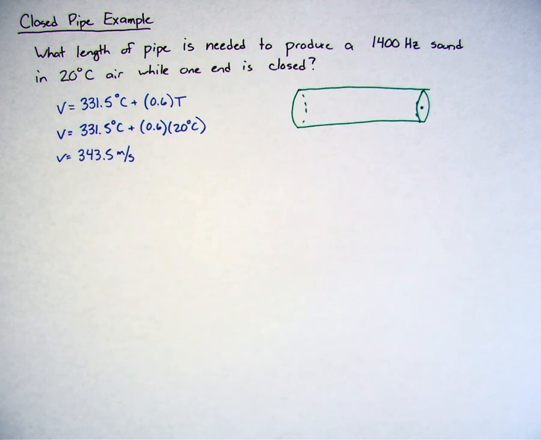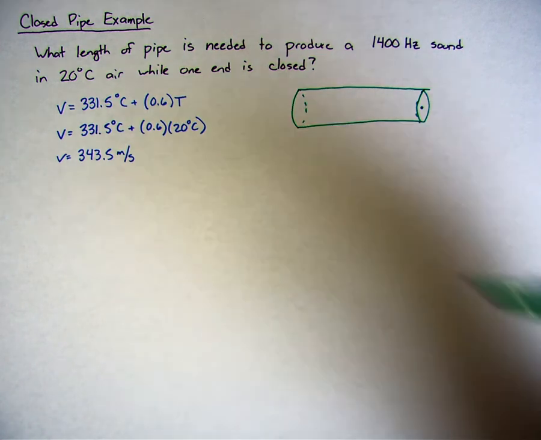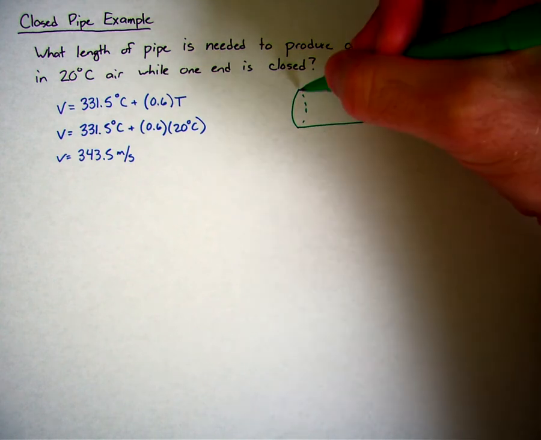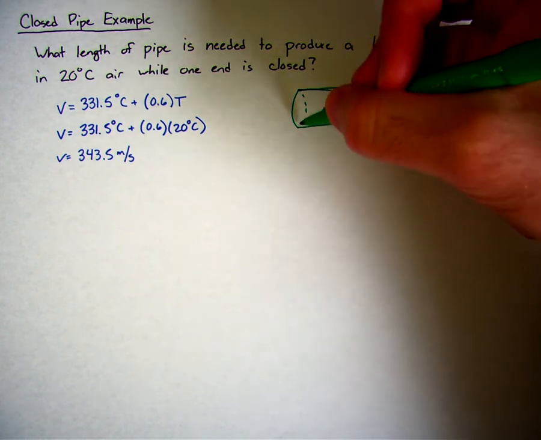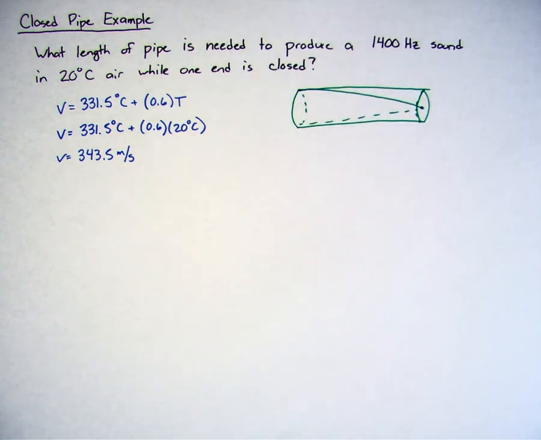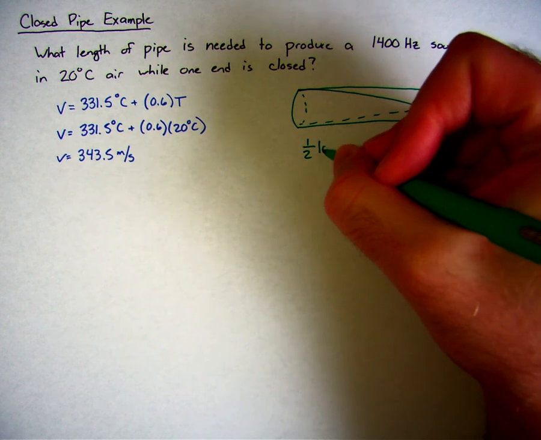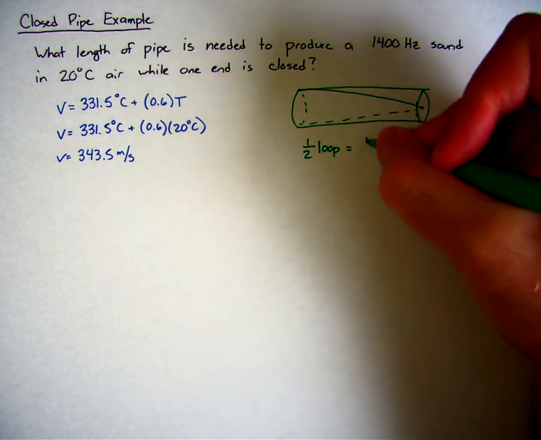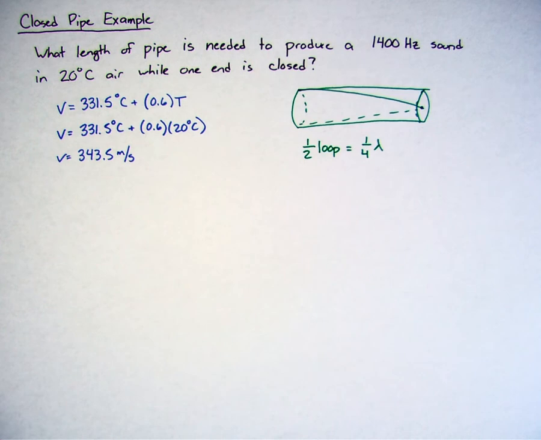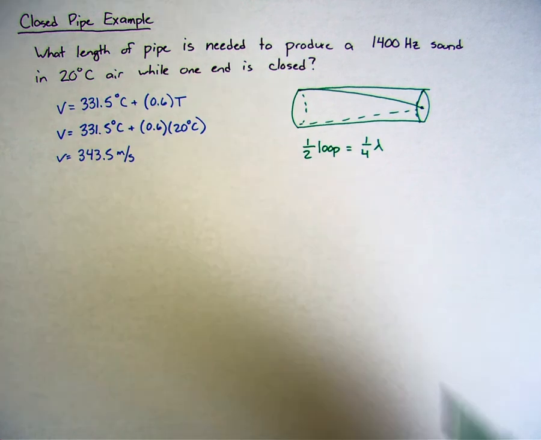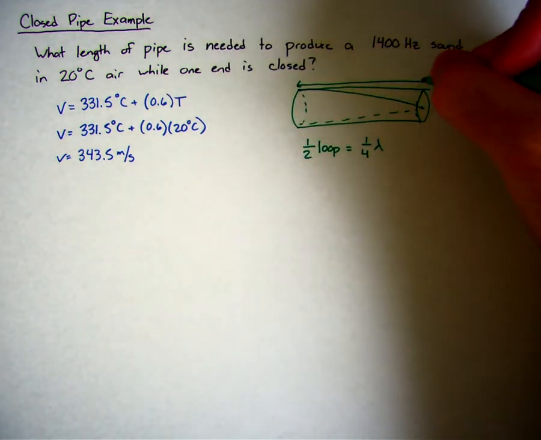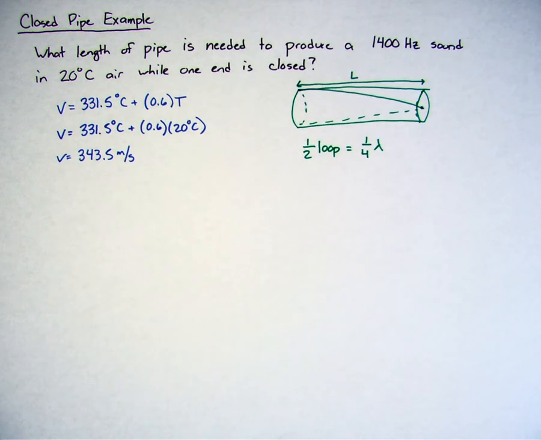And the way I can create that, the most fundamental way I can create that is just by a half loop. So if I were to draw in my half loop, this is what I have. And since I know that I have 1/2 of a loop, that's going to be 1/4 of a wavelength. So it's really important to understand that this half loop here is going to be 1/4 of a wavelength, which means that if I were to just look at the pipe, that's length L there, I know that the length of the pipe is going to be 1/4 wavelength. Now that's important because that's going to help us to figure out exactly what we need to produce the sound.